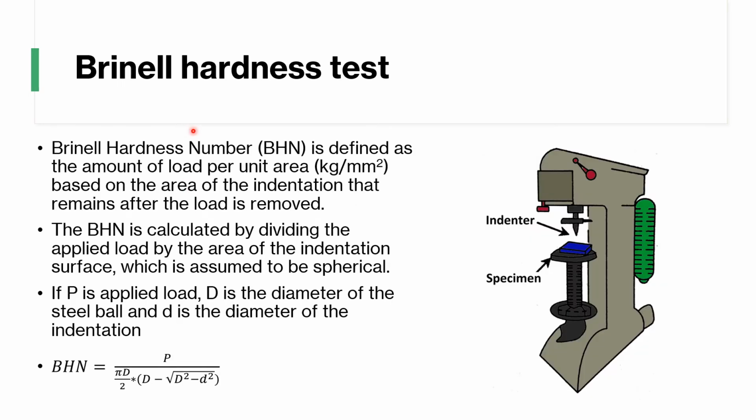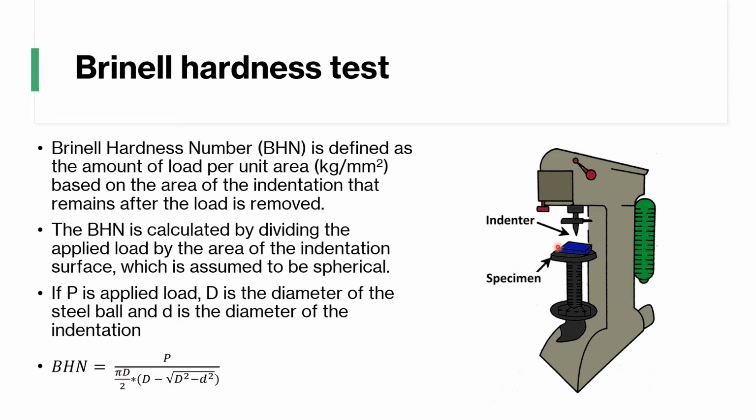Now the hardness test BHN is defined as the amount of load per unit area. So that is based on the area of indentation that remains after the load is removed. So your BHN is actually calculated by dividing this applied load by the area of the indentation on that surface. Okay, and we assume that area is spherical. That's why we're using the area for the circle right there.